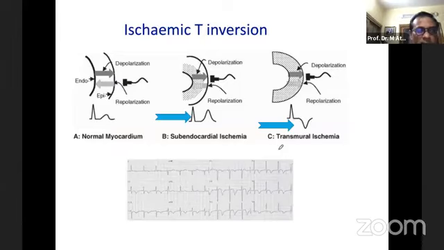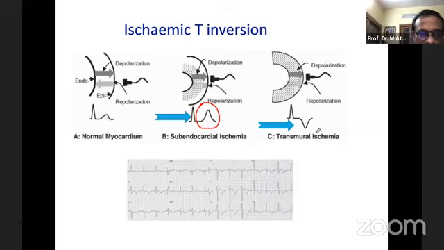Another is the ischemic T inversion. There are two causes of the ischemic T inversion, either the subendocardial ischemia or the transmural ischemia. In case of subendocardial ischemia, there will be an exaggeration of the normal physiology. There will be ST depression, and the T wave will be tall. But in case of transmural ischemia, the T wave will be inverted, symmetrical, and pointed.